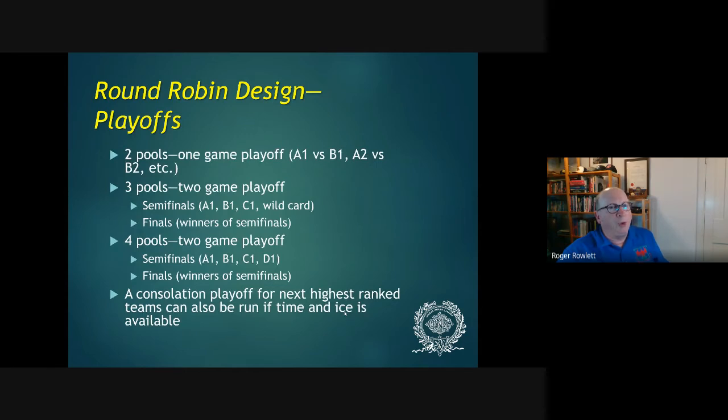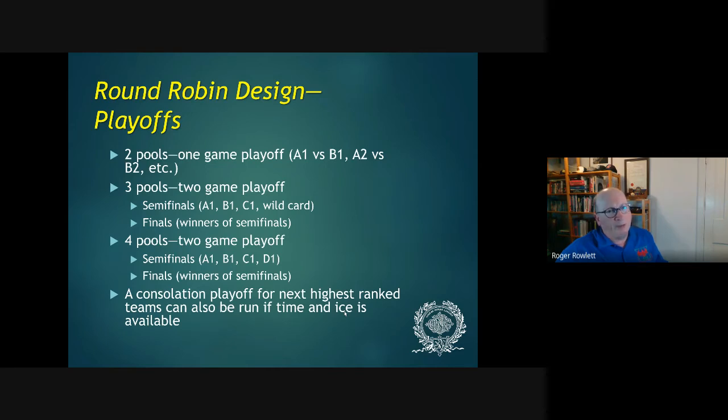If you have 2 pools, then you can have a 1-game playoff. So the first place team in the A pool plays the first place team in the B pool. That's for the championship. The runner-up is the loser of that game. Third place would be the second place team in the A pool against the second place team in the B pool, and so on. You can play as many playoffs as you want as long as you have the ice time available.